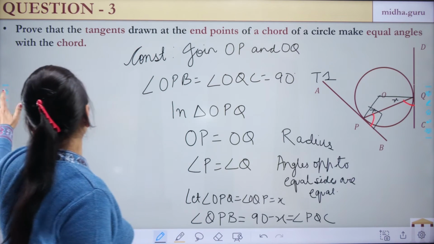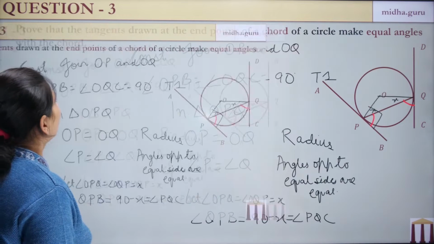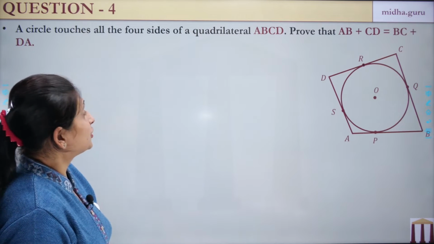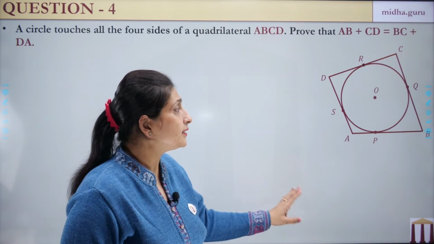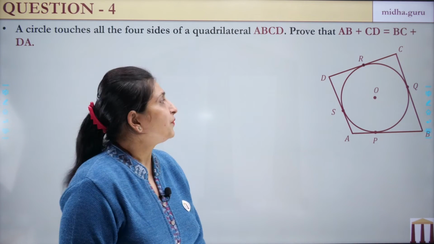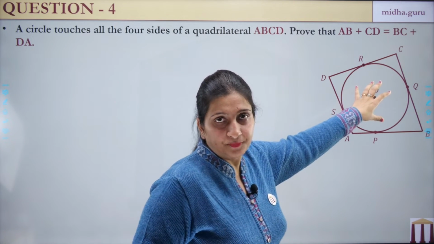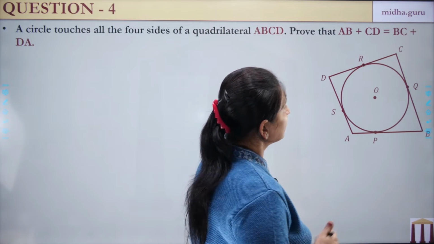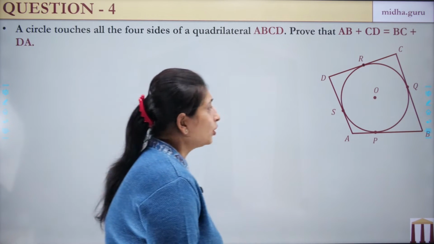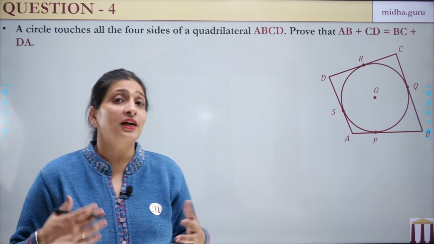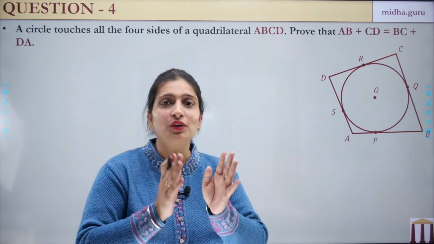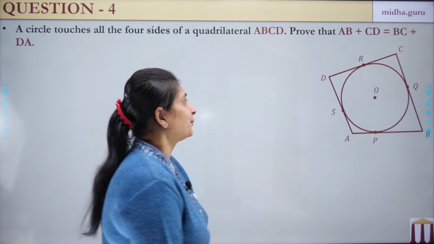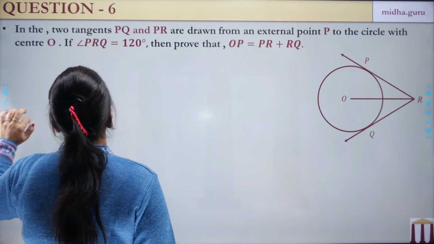Now, let us move on to the next question. Question 4. What does this question say? A circle touches all the four sides of a quadrilateral ABCD. We have a quadrilateral ABCD. We have a circle inside it, inside the quadrilateral. We have to prove AB plus CD is equal to BC plus DA. Come on, let us try. Again, I'll advise you, which I am repeating again, just pause the video to try to solve it yourself. And just write down in the comment box who all were able to do it. Let us start with this question.